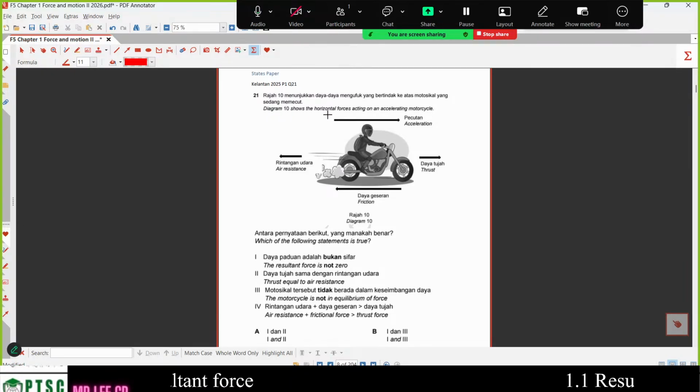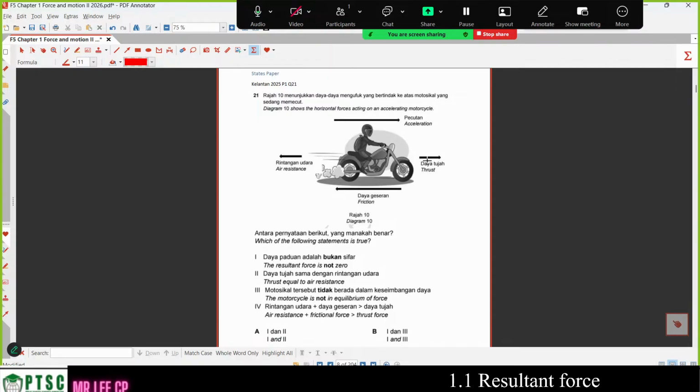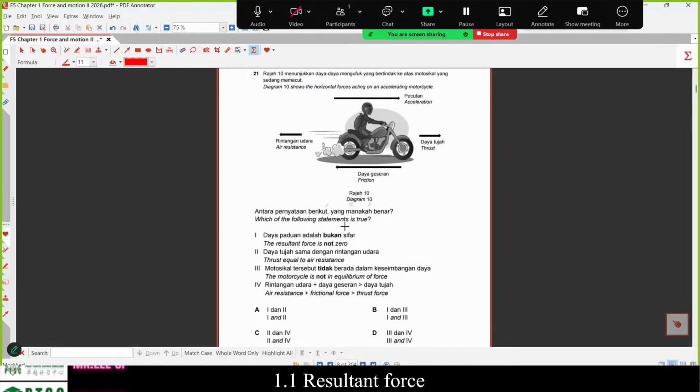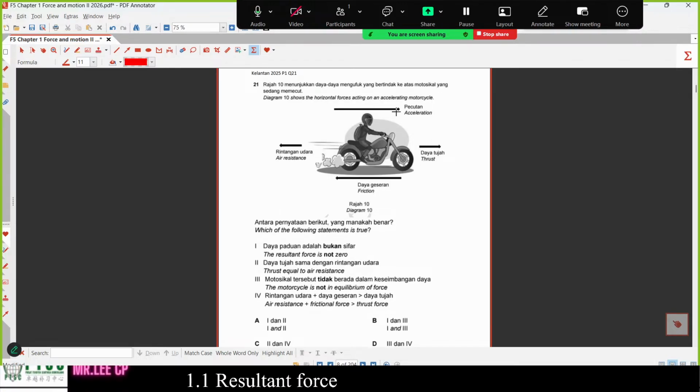Now, diagram 10 shows a horizontal force on the accelerating motorcycle. The force forward we are going to call thrust. And then air friction, air resistance, is another friction. So which one is true? The resultant force is not 0. If the resultant force is 0, it is not going to accelerate. So number 1 is correct.